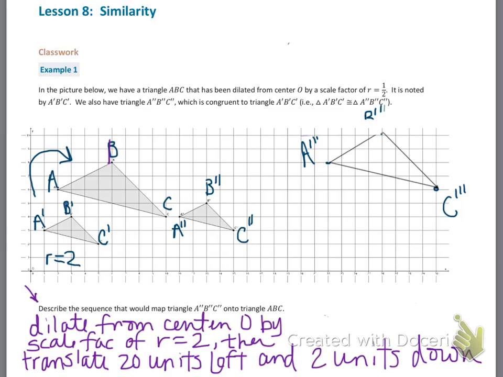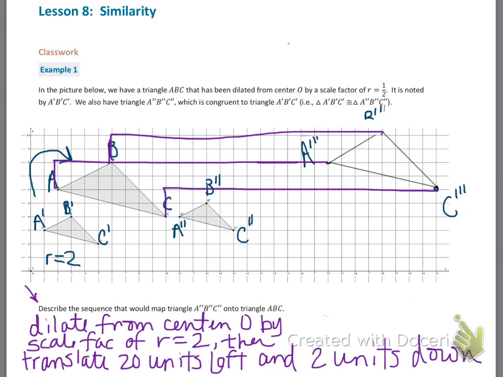And so we could start from A here, if we went, or A double prime, if we went 20 units to the left and 2 units down, we would come to point A. And from C triple prime, 20 units to the left and 2 units down takes us to C. And our original count was right here. Okay, so that's another way you can define a translation.